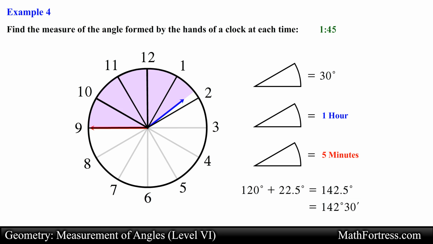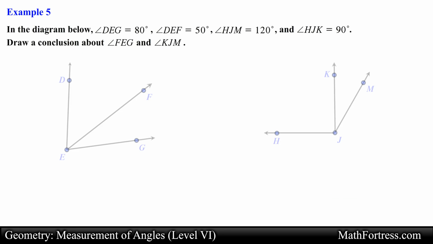Alright, let's end the video by going over a different type of problem. In the diagram below, the measurement of angle DEG is 80 degrees. The measurement of angle DEF is 50 degrees. The measurement of angle HJM is 120 degrees. And the measurement of angle HJK is 90 degrees. Draw a conclusion about angle FEG and angle KJM.